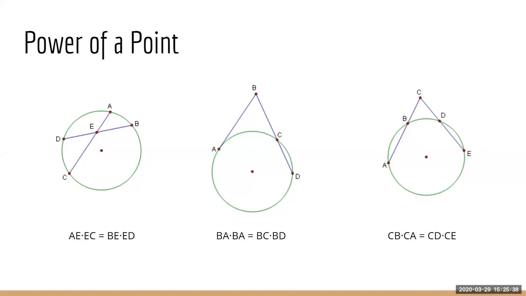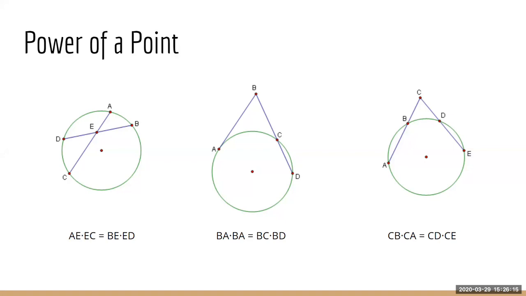For the second diagram, you'll notice that A is a point on the circle, and AB is the tangent to the circle. Tangent means that it intersects the radius at a 90-degree angle, which we'll go over in the next slide. We have C and D as points on the circle again, and B, C, D are on a line. So power of a point still tells us that BA times BA, or BA squared, equals BC times BD.